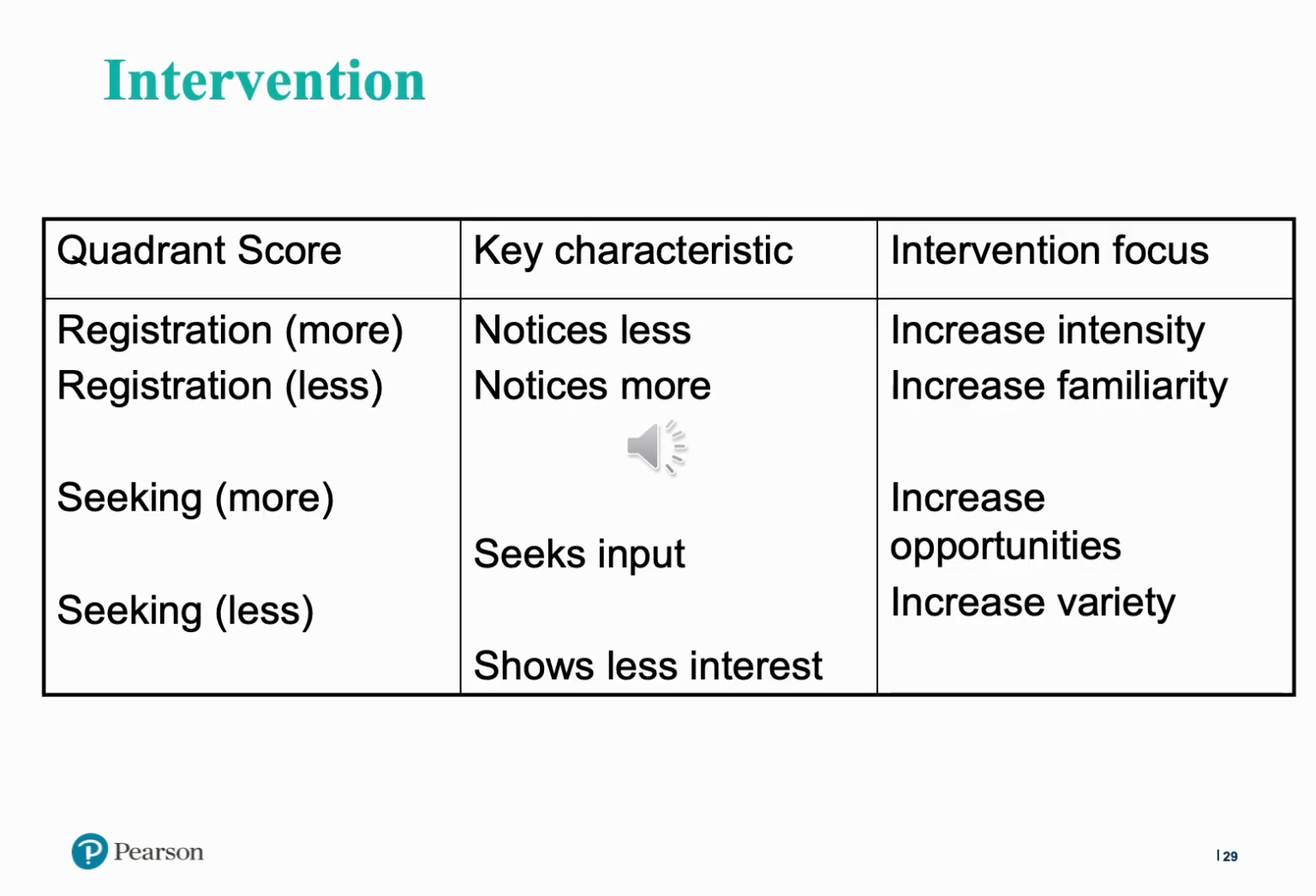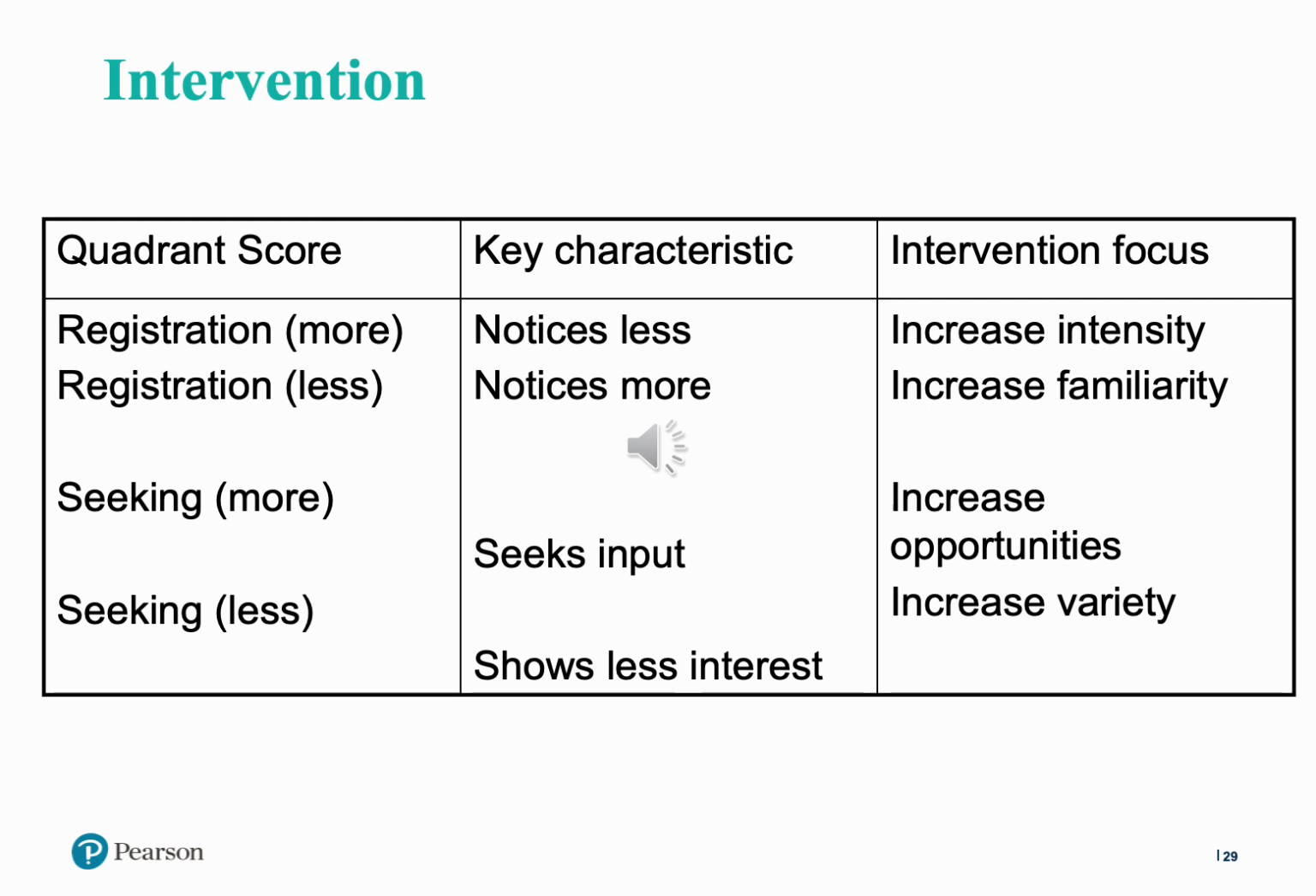This is a bit of a summary of the key characteristics of each of the quadrant scores and the focus that should be centered around your intervention. So for someone who is scoring more than within registration, the key characteristics are that they notice less, and therefore the intervention focus should be to increase the intensity of that stimuli. With someone that has scored less than within registration, they notice things more, and therefore you need to increase the familiarity of that stimuli.